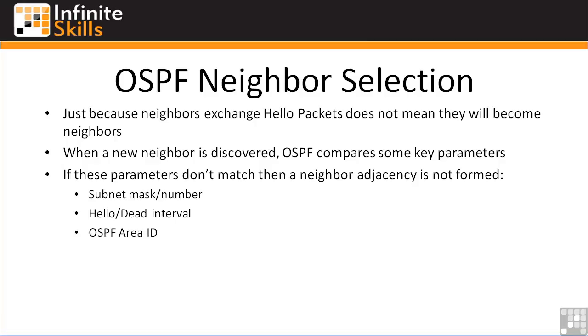The OSPF area ID, basically, are we in the same area? Do we have the same copy of the link state database? We also have authentication parameters, and OSPF authentication works almost identically to EIGRP authentication, so we won't actually implement OSPF authentication here at the CCNA level because, quite honestly, it's not covered on the exam. And finally, the stub area configuration.